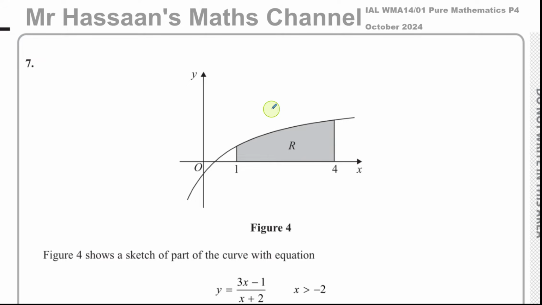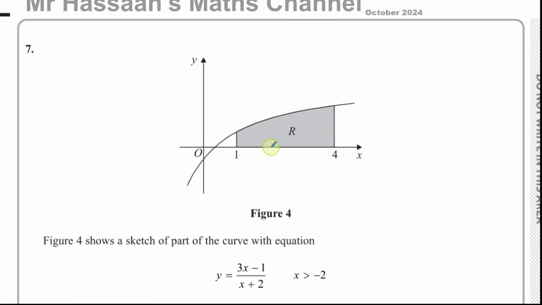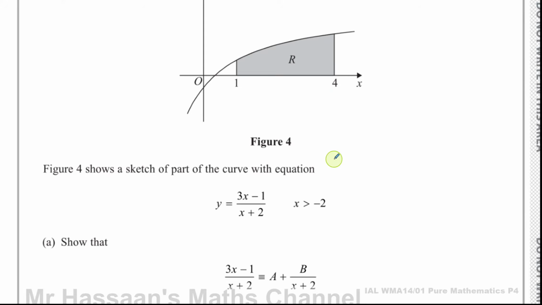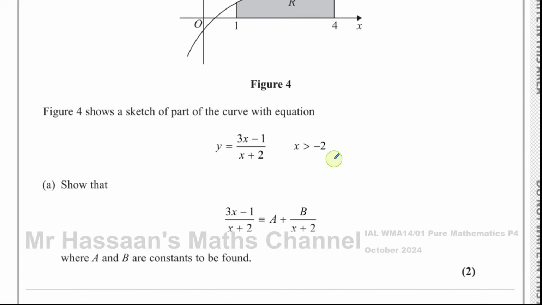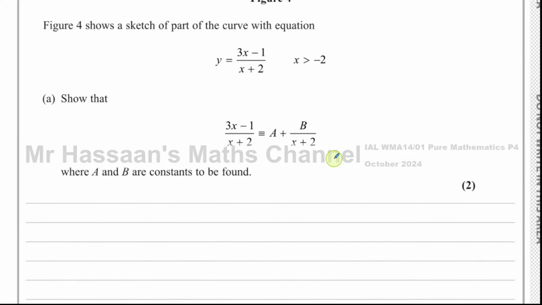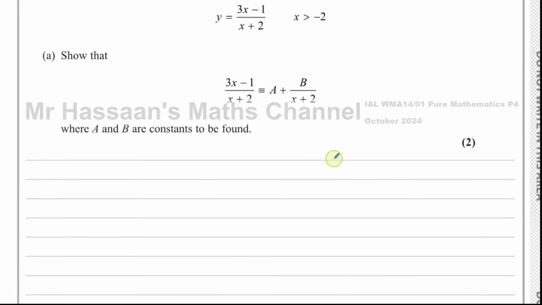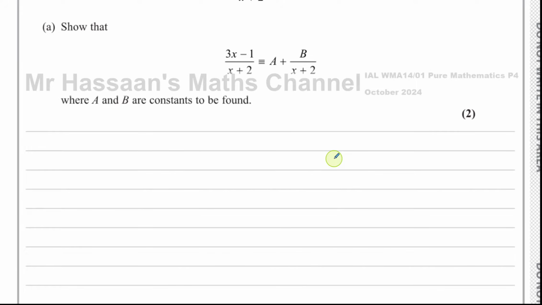I'm now answering question number 7 from the October 2024 Pure Mathematics P4 paper from the International A-Level Edexcel Examining Board. Here we've got a question where they've told us figure 4 shows a sketch of part of the curve with the equation y equals (3x minus 1) over (x plus 2), where x is greater than negative 2. We've got to show that (3x minus 1) over (x plus 2) is identical to a plus b over (x plus 2), where a and b are constants to be found.